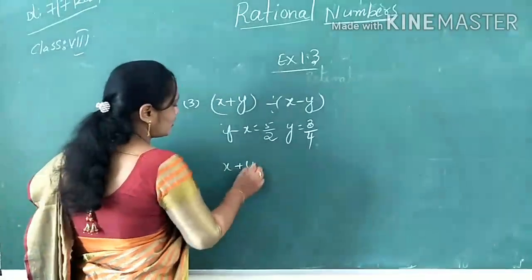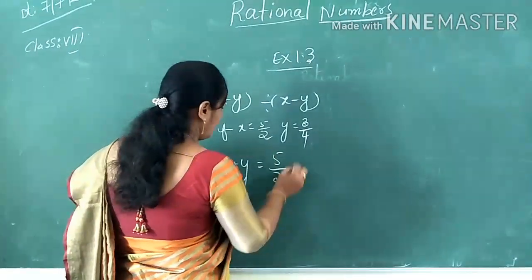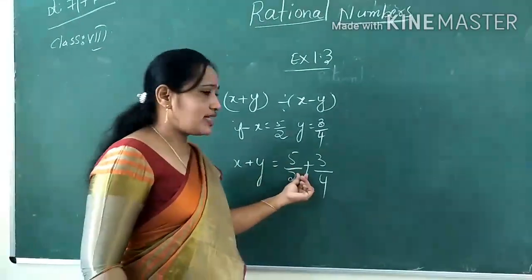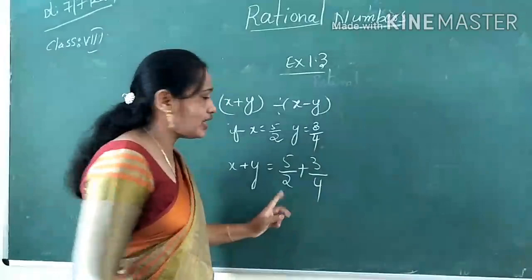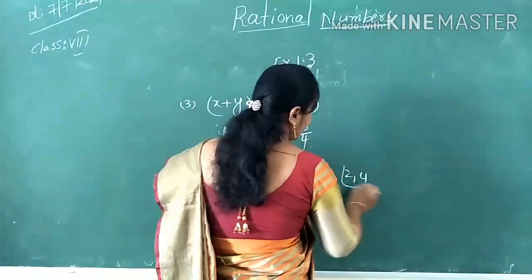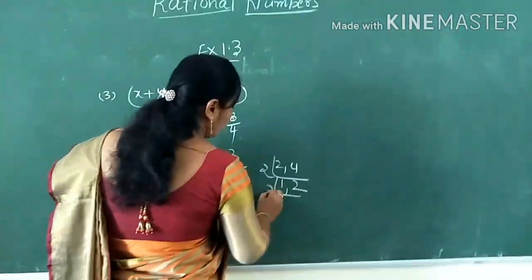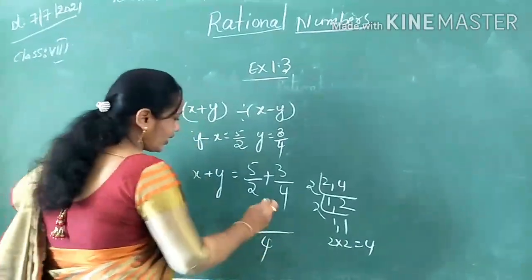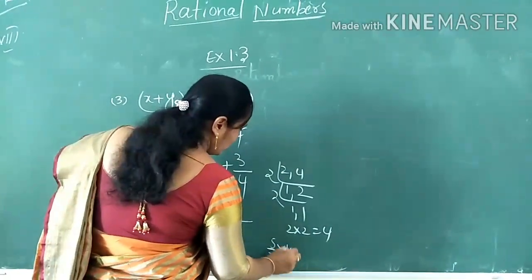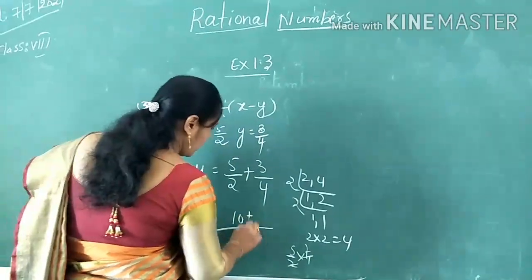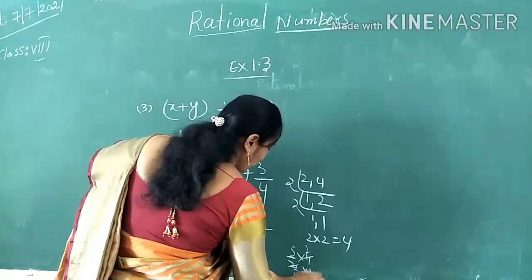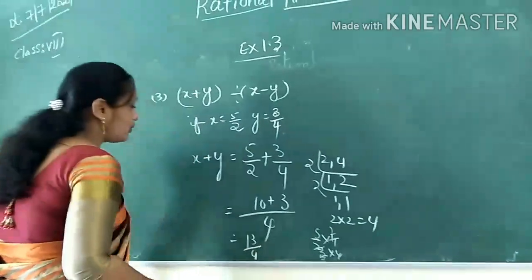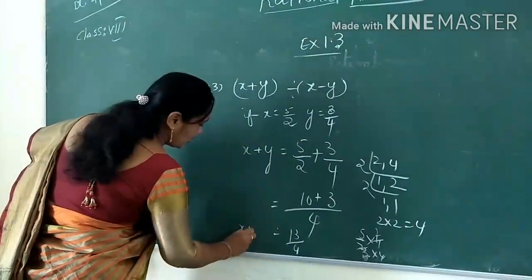First is x plus y. What is x? 5 by 2, and y is 3 by 4. Here there are two fractions, so for plus or minus we first take the LCM of 2 and 4, which is 4. So 5 by 2 times 2 over 2 gives 10 by 4, and 3 by 4 stays. So 10 plus 3 is 13 by 4. So x plus y equals 13 by 4.